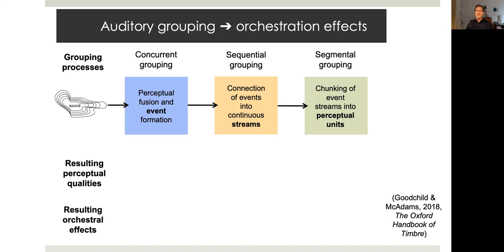According to Bregman's notion that perceptual qualities are computed on the results of grouping processes, what might the perceptual qualities and the corresponding orchestral effects be?